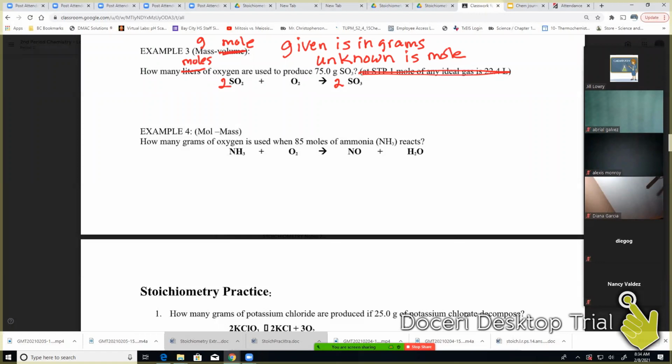All right, so it says, how many moles of oxygen? So that means that is my unknown. I'm going to put a U under it for unknown. Are used to produce 75 grams of sulfur trioxide. So that's going to be my known. So we're not worrying about SO2. It's still just like when we did our mole ratio. We're only worried about 2 things in the equation.